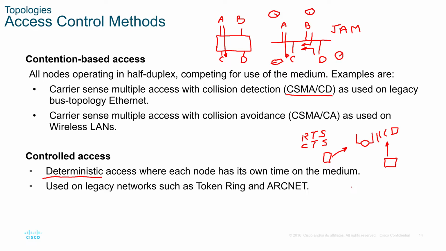So each node, each host in the token ring is able to send data. This is used on legacy networks such as Token Ring and ArcNet. With the speed of today's equipment and networks, the usefulness of both these protocols has diminished.